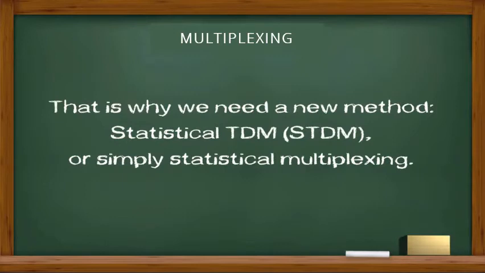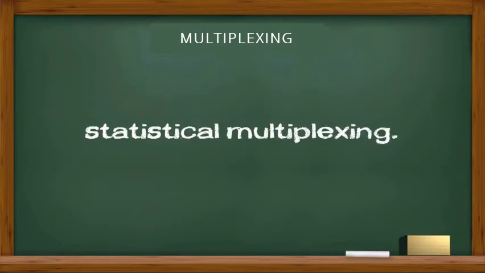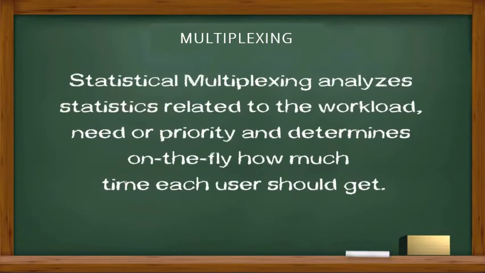That is why we need a new method known as statistical TDM, or simply statistical multiplexing. Statistical multiplexing analyzes statistics related to the workload need or priority, and determines on the fly how much time each user should get.